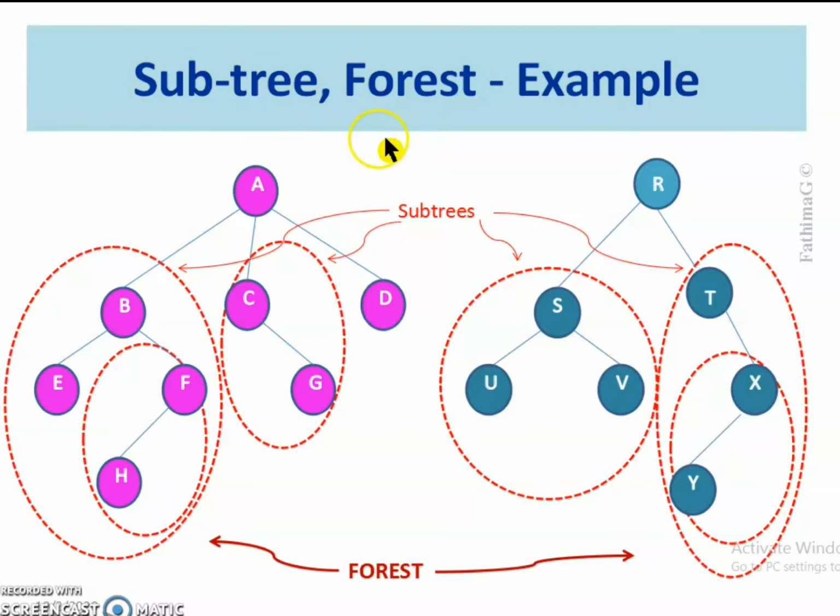We can visualize the subtrees. Here, B, E, F, H are the subtree of node A. Similarly, C and D are subtree of node A. Further, in this example, the tree rooted with node A and the tree rooted with node R are disjoint trees. These are collectively called as forest. Further, A is referred as the grandparent of E, F, G, and E, F, G are referred as the grandchildren of A. Hope now you are familiar with the basic tree terminologies.